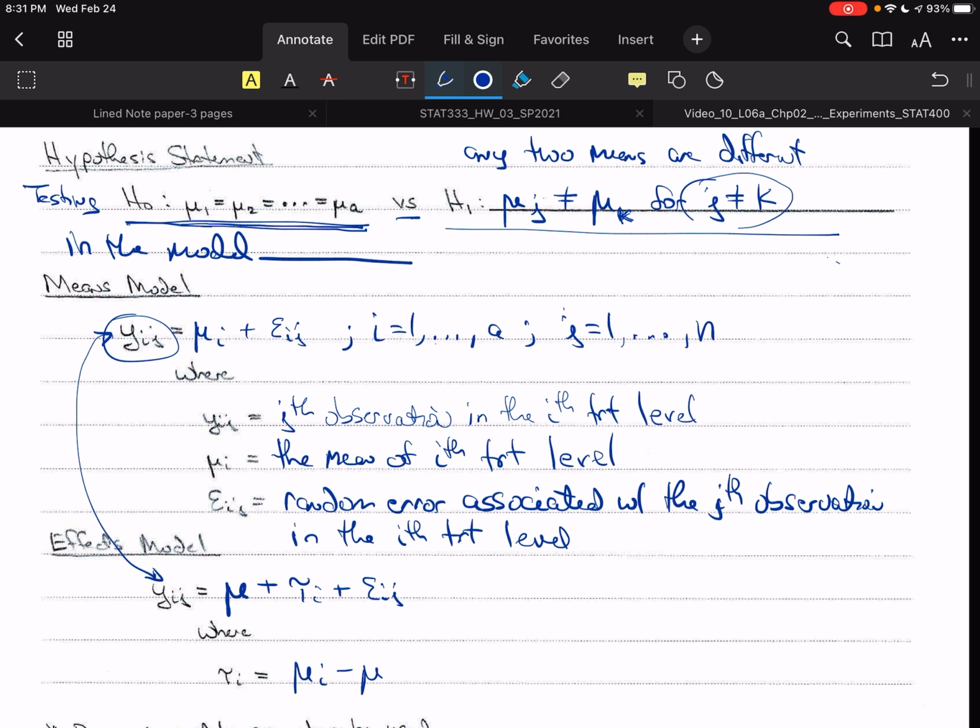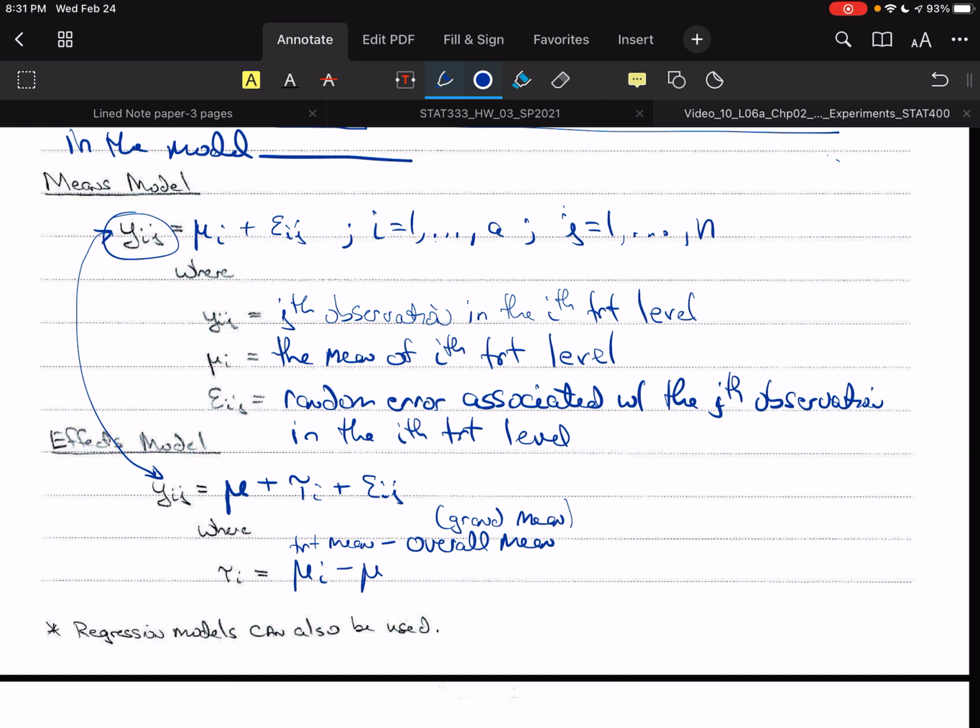So this is the treatment mean minus the overall mean, or sometimes it's called the grand mean. I don't, but other people do. And so, of course, we've already defined what y_ij is and mu i and epsilon ij. So I'm not going to repeat that. It's the same thing. Okay. But again, we may want to look at it a different way and use regression. So there's a regression model that we're going to go over as well, but we'll do that later.